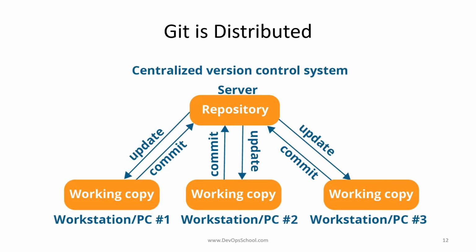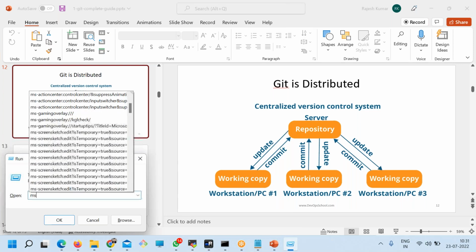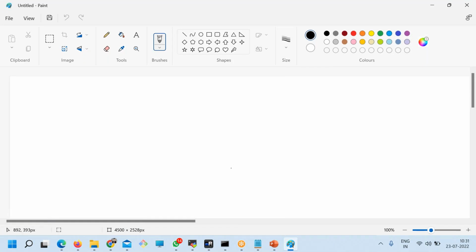So now the question coming to us is why we say Git is distributed. And that we need to understand. This is one of the most important interview questions for all of you: why we say SVN is server and client based architecture and Git is distributed. For that, we need to understand a little bit of architecture. So let's get started.